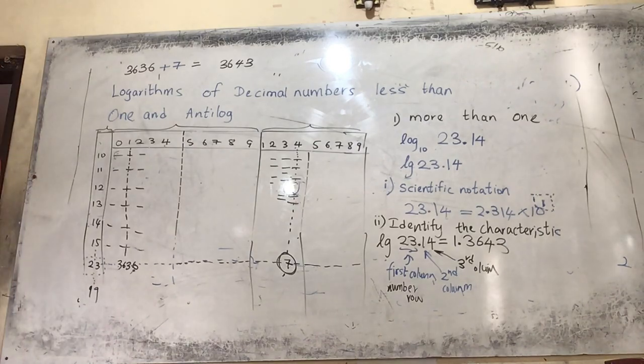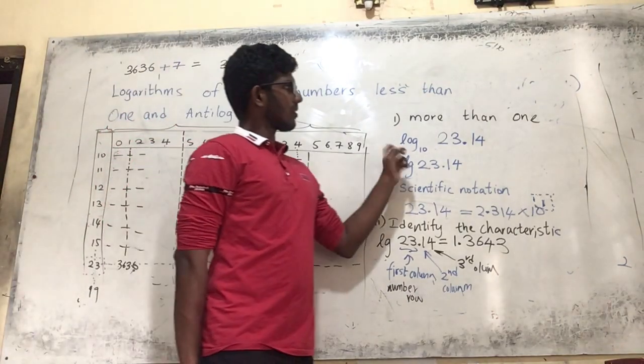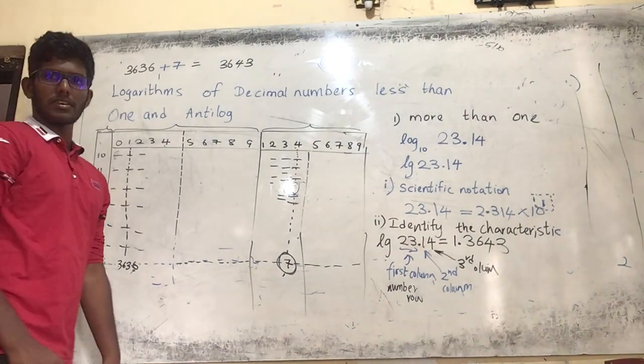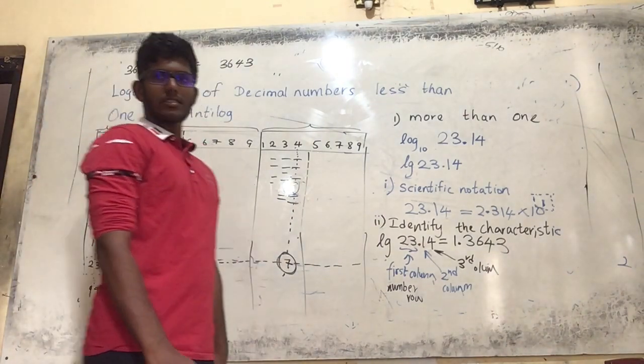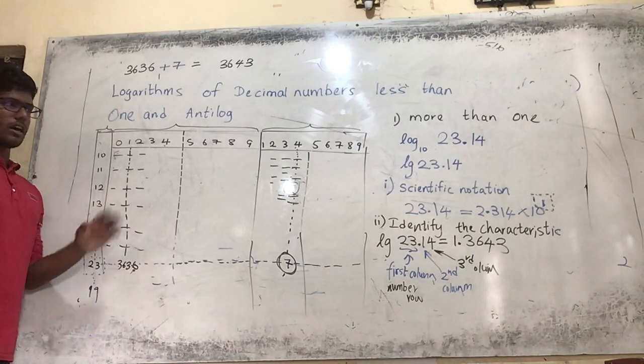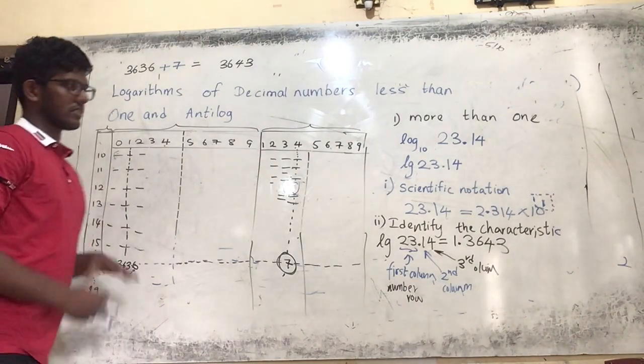Next I will be doing another example for a number more than 1, because this is only one example. Since it is the first one, I will be doing 2 examples. After that I will be discussing less than 1. So pause the video, write this down. I will do this.